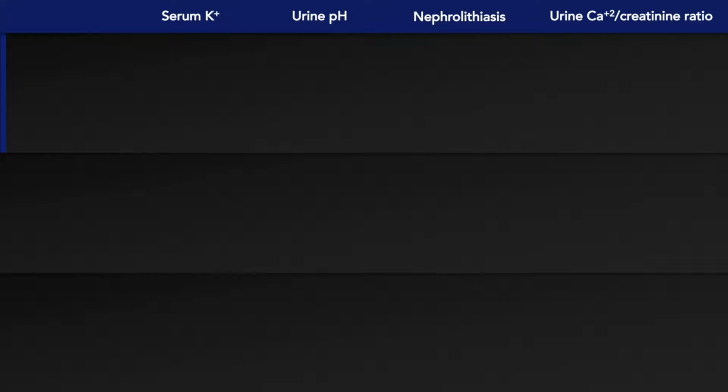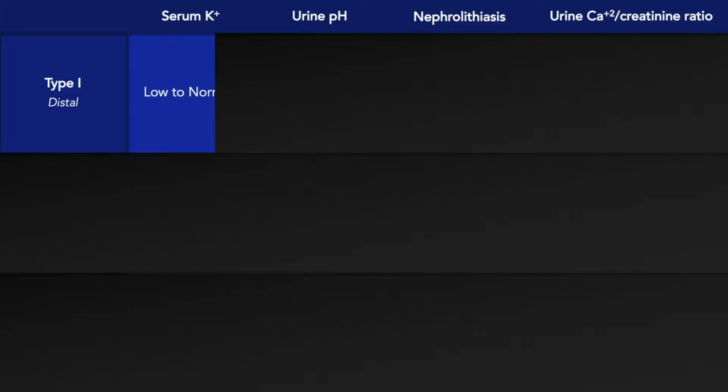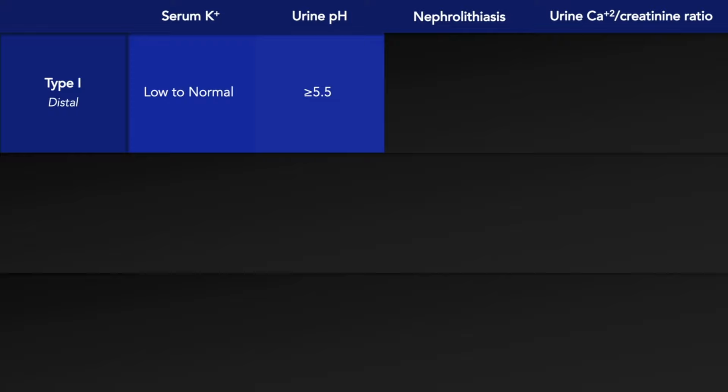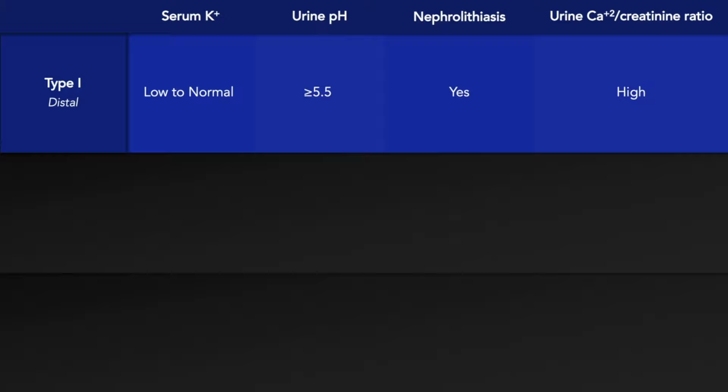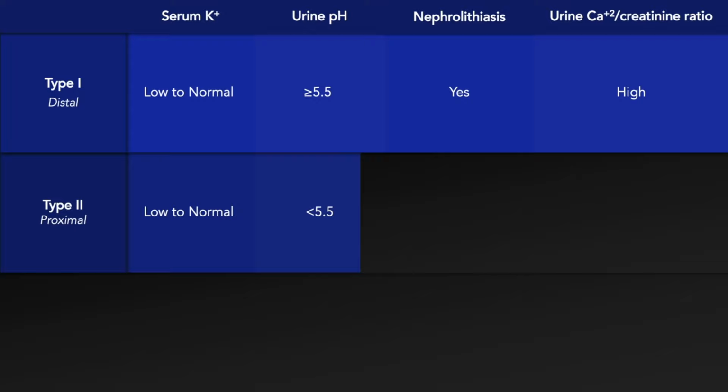The first type we will discuss is distal renal tubular acidosis. In type 1 RTA, the serum potassium level is low to normal. The urine pH is typically 5.5 or greater. Nephrolithiasis is a potential complication, and the urine calcium to creatinine ratio is typically high. The second type is proximal renal tubular acidosis. In type 2 RTA, the serum potassium level is also low to normal. The urine pH is typically less than 5.5, nephrolithiasis does not usually occur, and the urine calcium to creatinine ratio is usually normal.